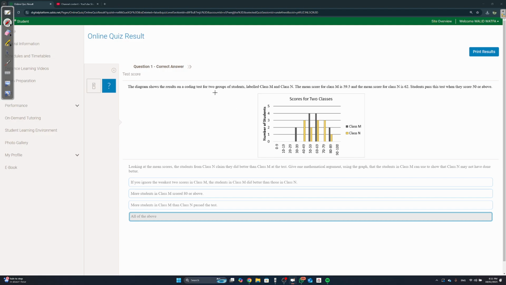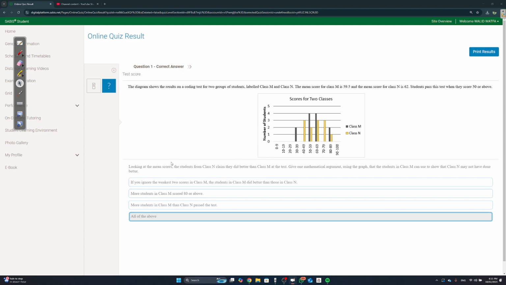The diagram shows the results on a coding test for two groups of students labeled class M and class N. The mean score for class M is 59.5 and the mean score for N is 62. Students pass this test when they score 50 or above. This is the passing 50 or above. So as you can see, data here.